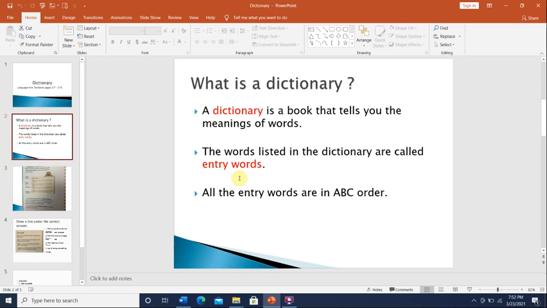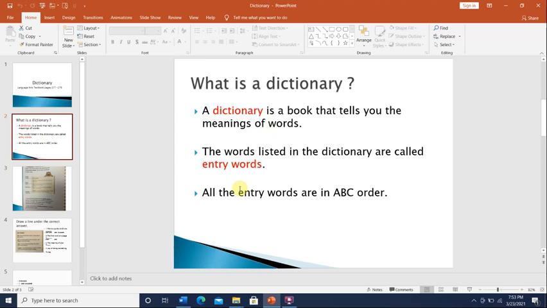Okay, so again, what is a dictionary? A dictionary is a book. Does this book have stories? No. What does this book have? This book has words and the meanings of the words. So a dictionary is a book that has the meanings of words. Okay, so if I want to look for a word, what is it called? It's called the entry word. Entry words are the words that are in the dictionary that have the definition.